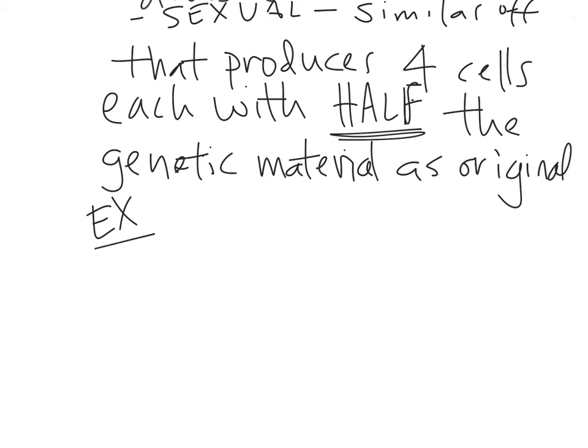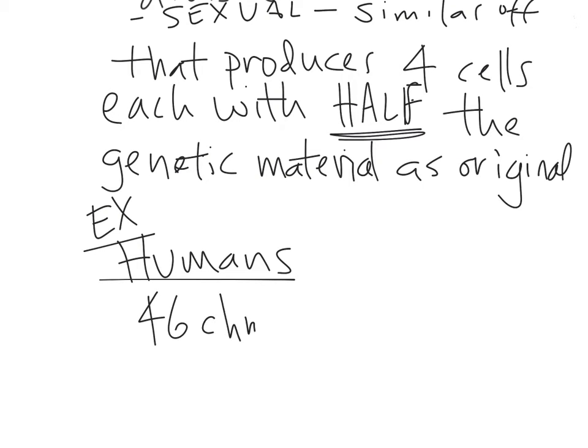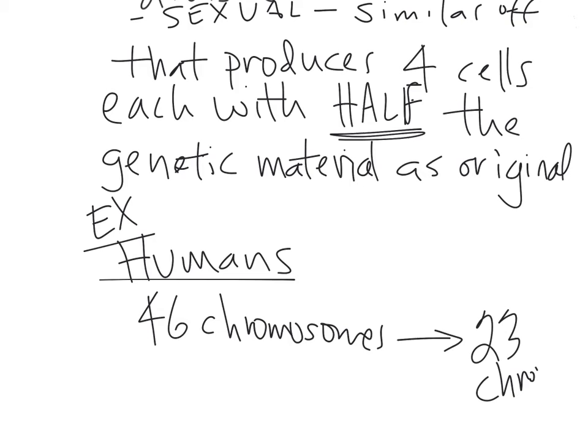Let me give you an example. In humans, we have 46 chromosomes. That's how many pieces of genetic material we have. However, gametes, or specialized reproductive cells, sperm or eggs, depending on if you're male or female, contain only 23 chromosomes, half as many. So when you take one sperm and fertilize one egg, 23 plus 23 gives us the 46. And that's the basis of sexual reproduction.